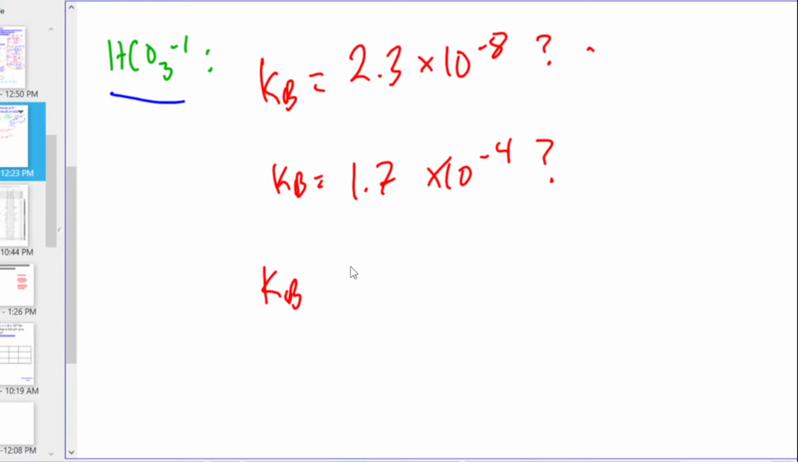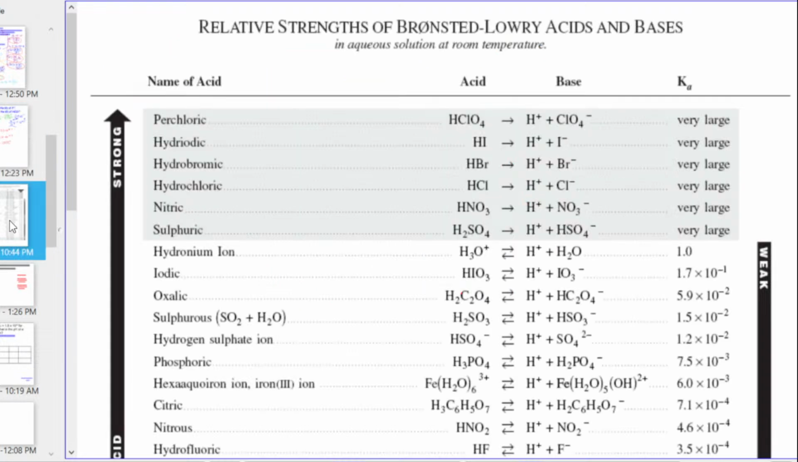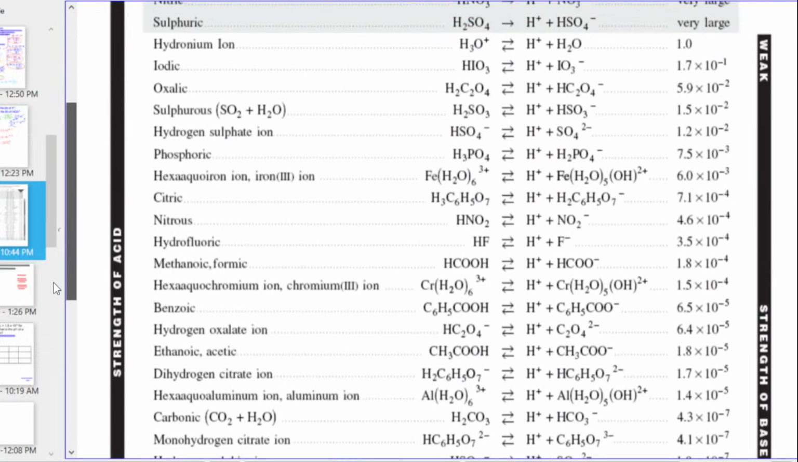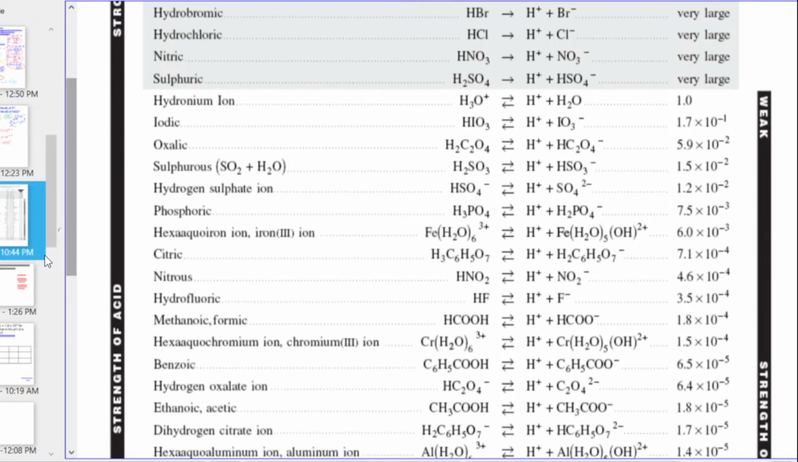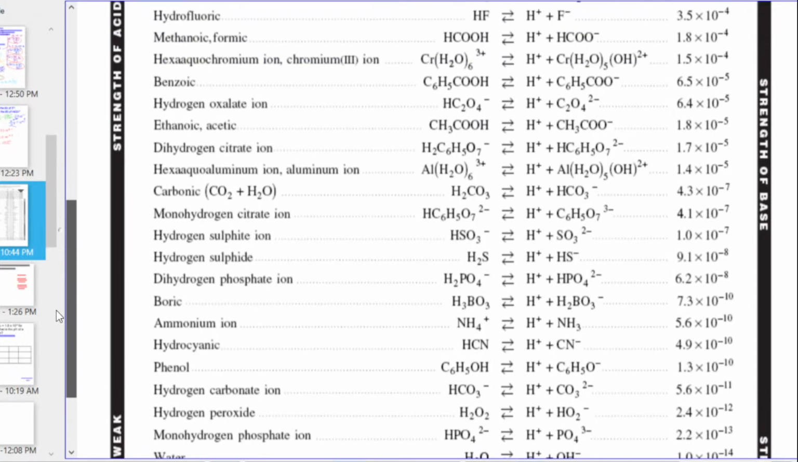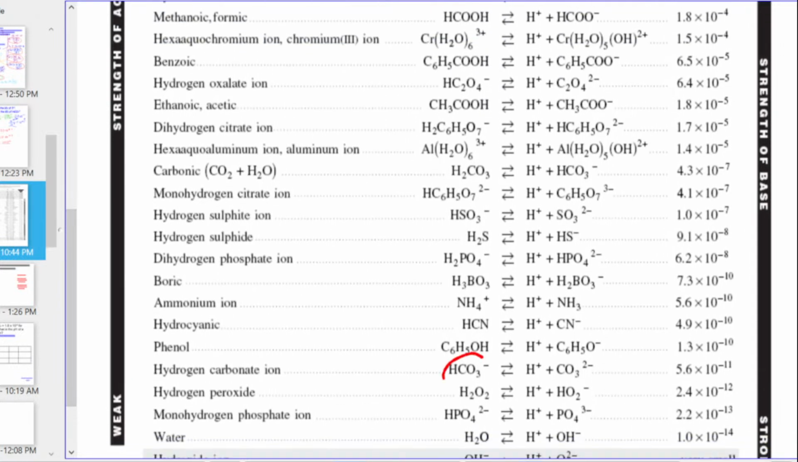Kb is equal to 1.0 times 10 to the minus 14 over, and then we go here and we find HCO3 minus. Near the bottom. Down more. It's way down. Where is it here? It's left here, and where else is it? Top. It's right there. So which one of these do we use? The top one. We use the top one.